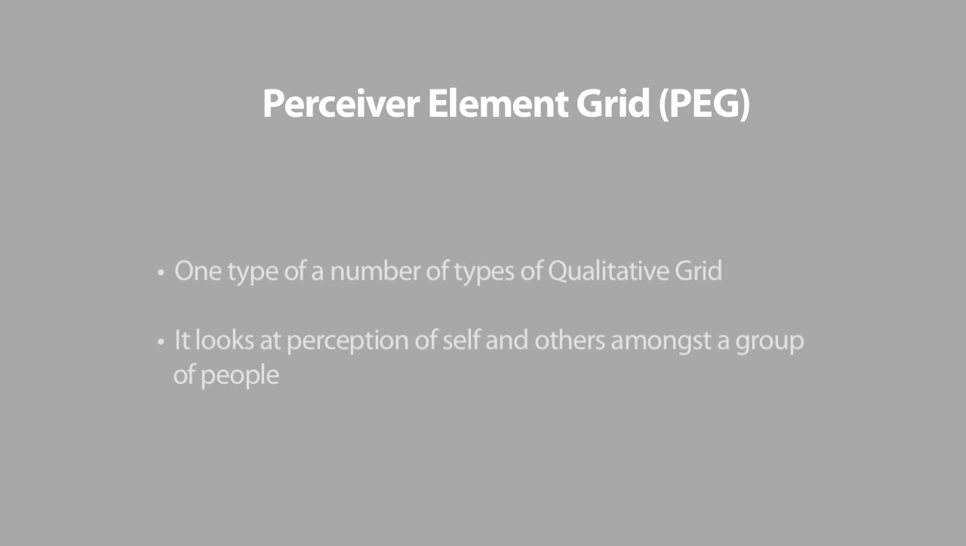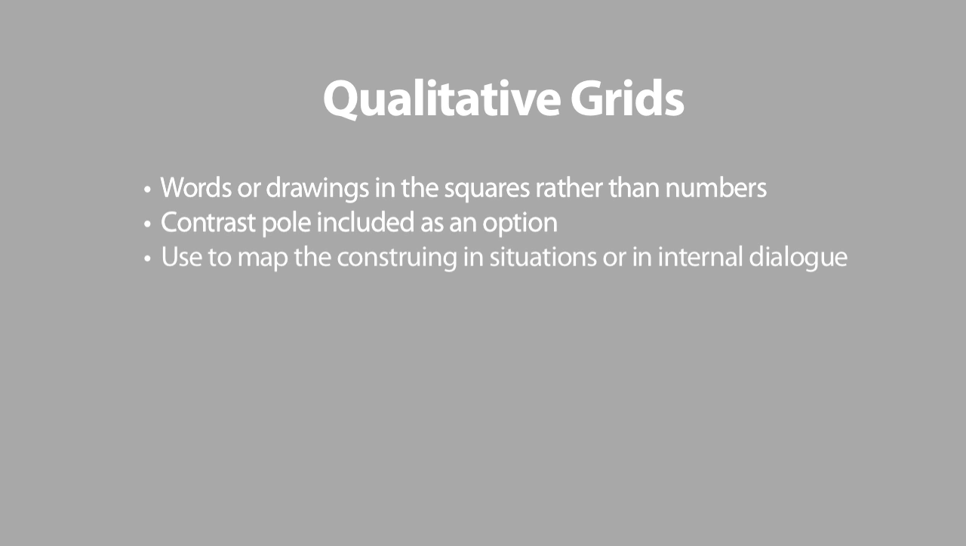Yes, let me make it clear that the PEG, which we'll look at in a minute, is one type of a number of different types of qualitative grids. All of them involve paper and pencil methods, if you like. You could do it on a computer screen. But what they do is map the construing, as we call it, the interpretation, the sense that things are making in a situation. It could be in a family situation or an interpersonal situation. It can even be applied to the internal world, if you like.